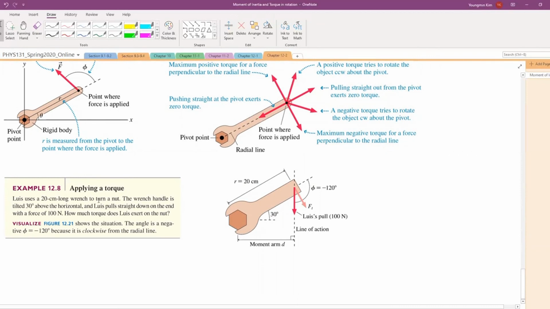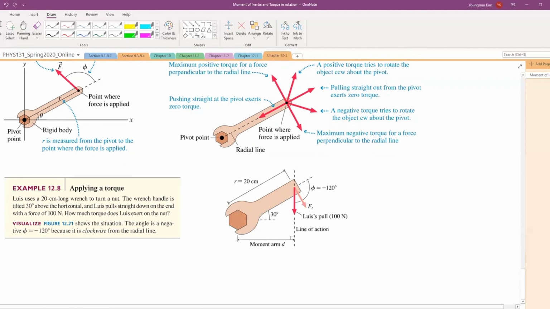We will end with this example for today, and we will work on giving you more examples of torque in the next lecture. Example 12.8. Louise uses a 20 centimeter long wrench to turn a nut. The wrench handle is tilted 30 degrees above the horizontal, and Louise pulls straight down on the end of it with a force of 100 Newton. How much torque does Louise exert on the nut?